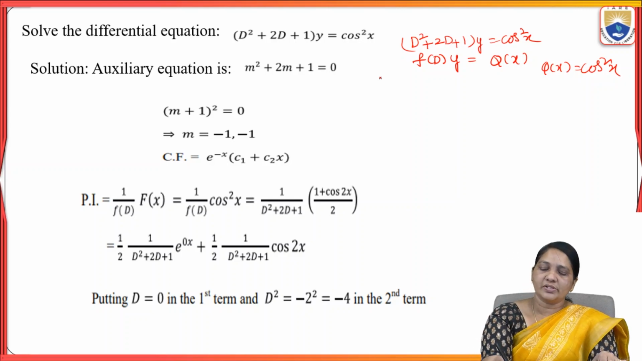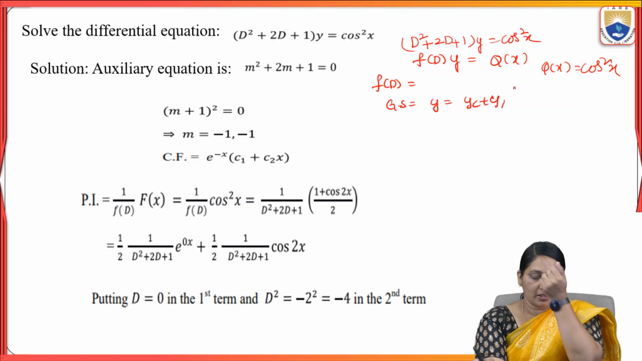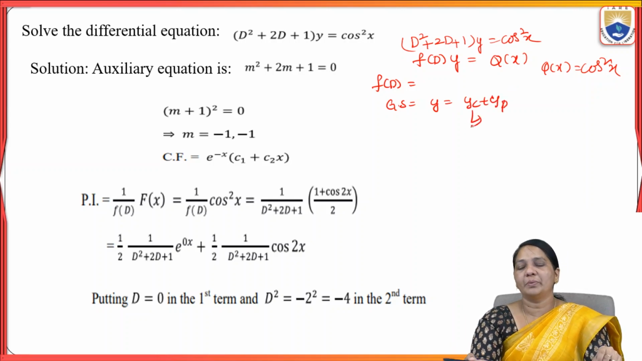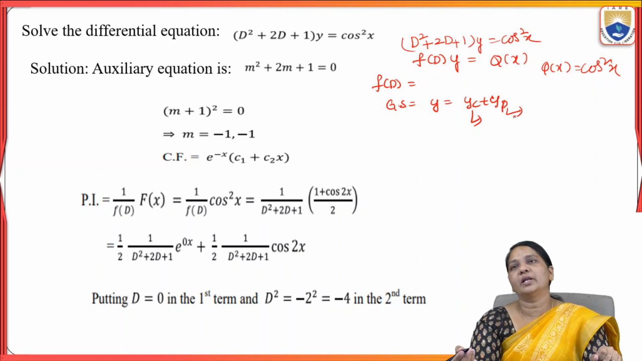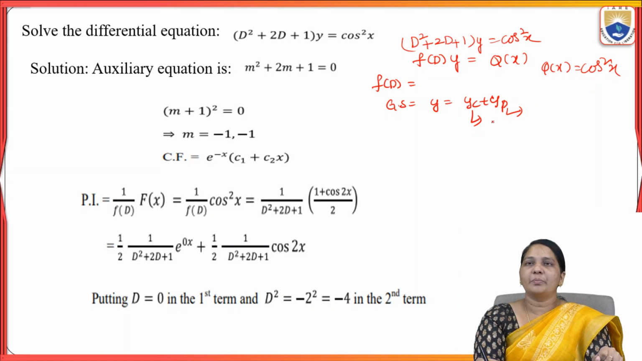So here first of all, what is the general solution? The general solution is y equal to yc plus yp. From this, first we calculate the complementary function, and after that we have to calculate the particular integral. So how to calculate the complementary function? By using the f of D value. What is the f of D value? D square plus 2D plus 1.